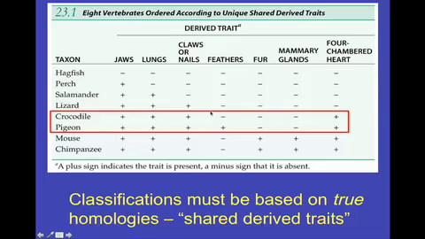Now the pigeon then has a new trait that the crocodiles don't have, so that separates the birds out from these other groups. But birds are more closely related to crocodiles than they would be to these other species. And it's that four-chambered heart trait that gives away the game when you actually rip them open and tear them apart and look at their bits on the inside.